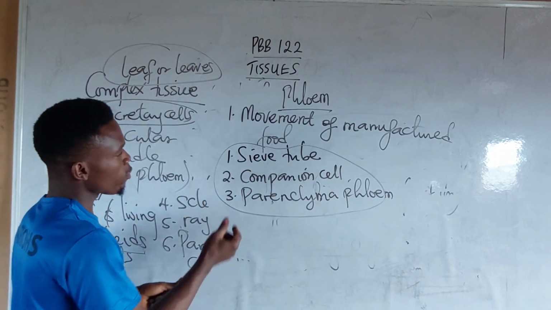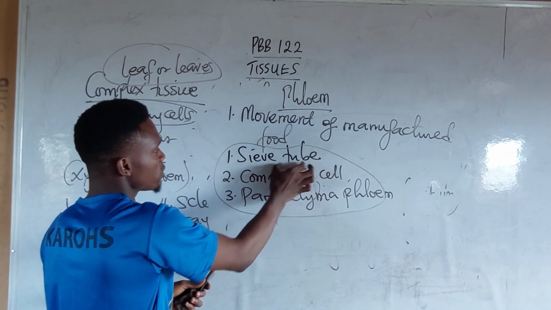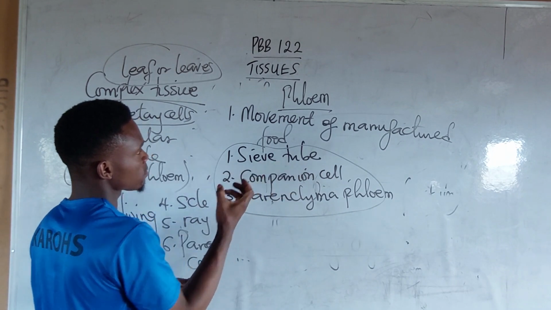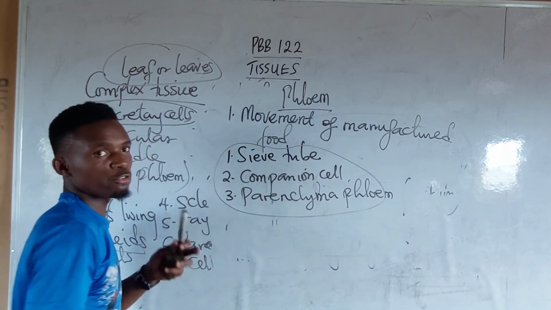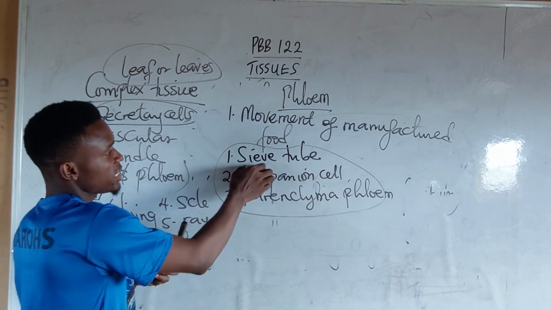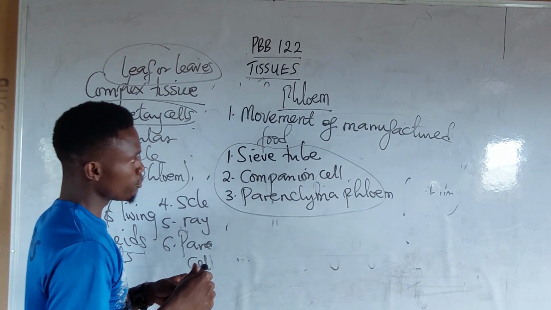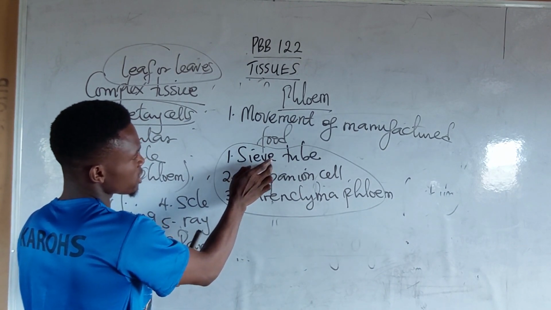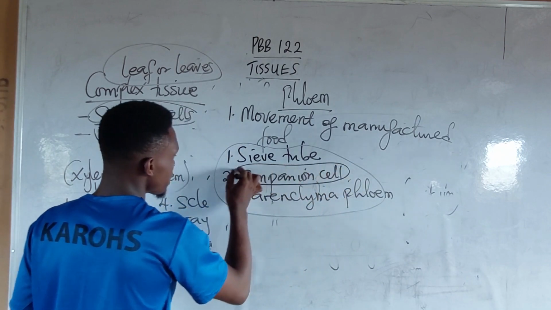Now, the work of the sieve tube, as it implies, is that of a tube. As soon as food is manufactured, it is the region where food molecules pass. It provides a medium for the movement of food molecules. That is all about the sieve tube.